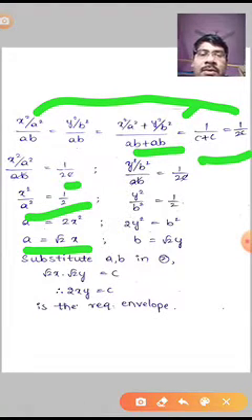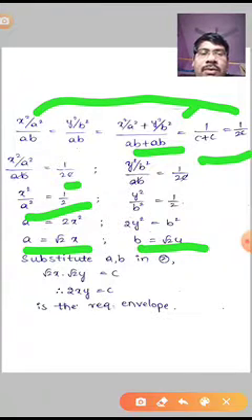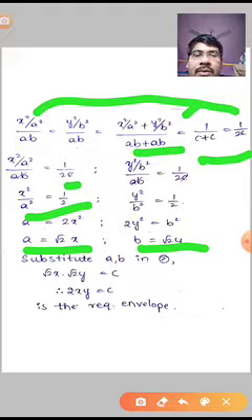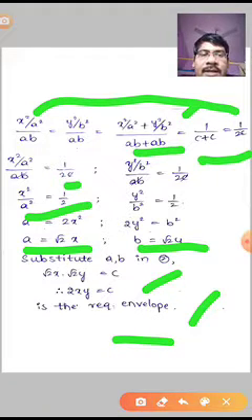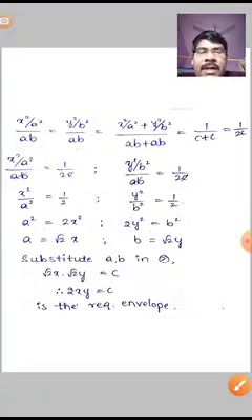Here a is equal to root 2 x. Similarly, b is equal to root 2 y. Substitute a, b in 2, that is root 2x into root 2y is equal to c. 2xy is equal to c. This is the required equation of the envelope of the family of curves connected by a relation ab is equal to c.